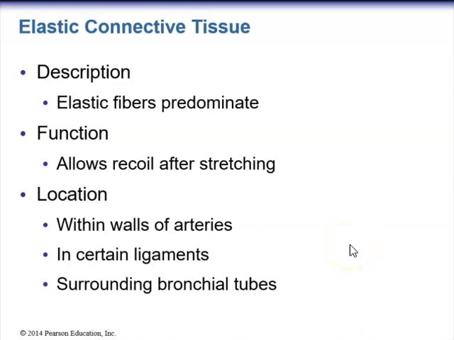Our next type of dense connective tissue is elastic connective tissue. So just by the name alone, we can tell that the elastic fibers predominate in this type of connective tissue. A main function of our elastic connective tissue is allowing for recoil, especially after stretching. So we'll find this type of connective tissue in the walls of arteries, especially the great arteries such as the aorta. We can find it in certain ligaments and then surrounding bronchial tubes.